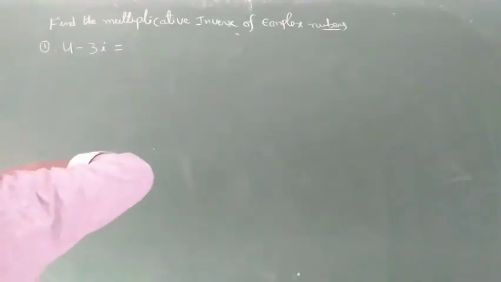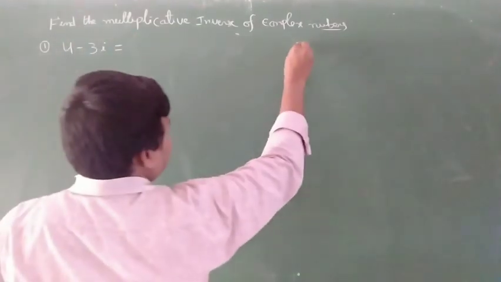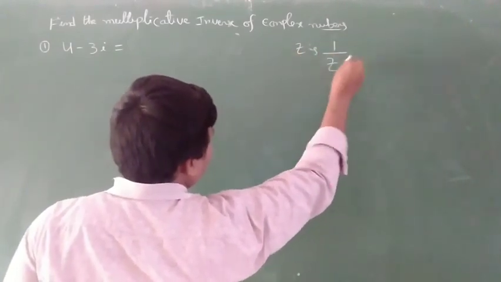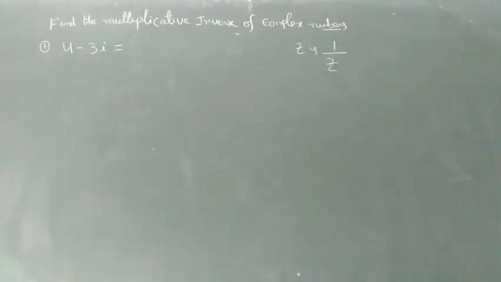So what is the multiplicative inverse of z? The multiplicative inverse of z is 1 by z. The additive inverse of z is minus z.